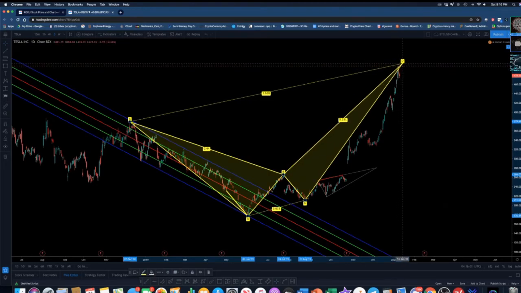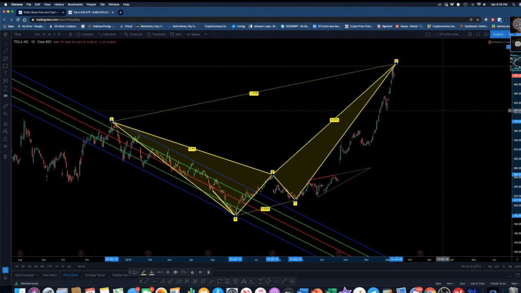Look at this. What's the retrace down here? 1618. Oh, 618 to the T. Usually they're close, right? But they're never exactly the 618. And 886 is up here. Golden mean ratio.